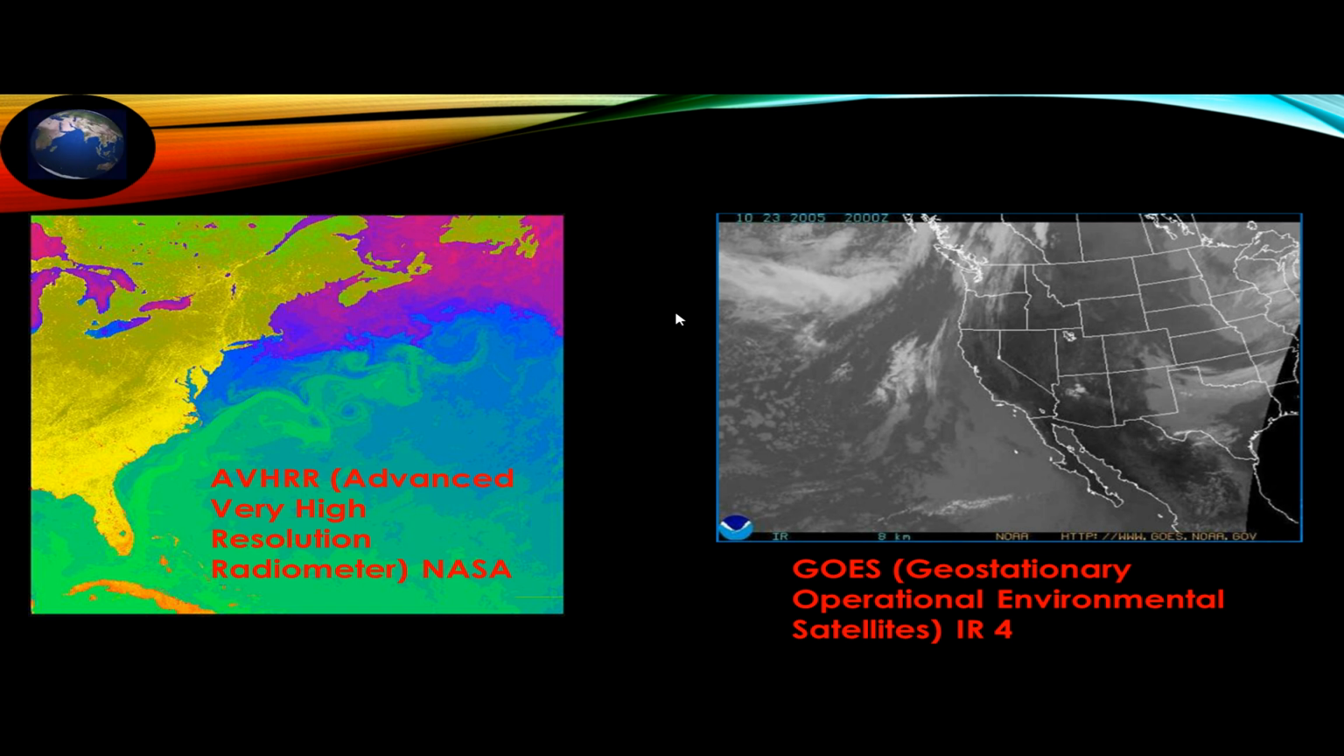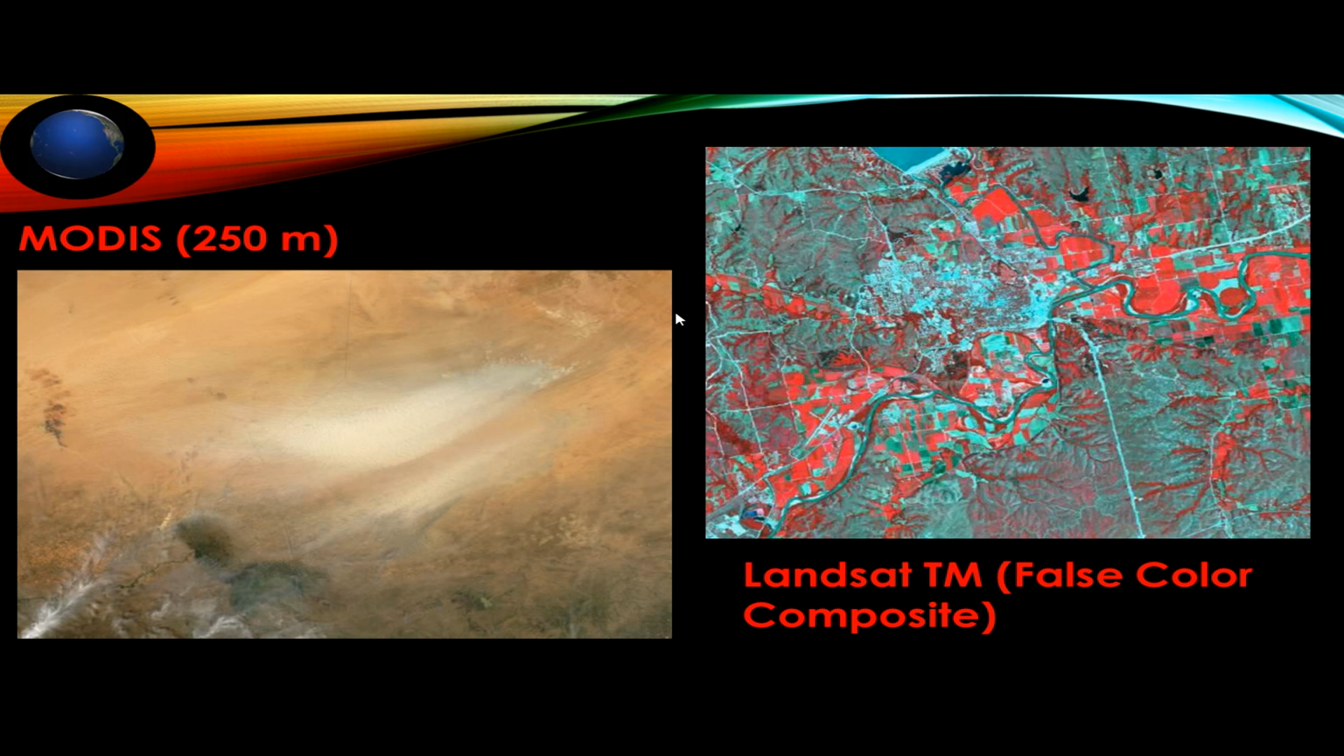And you can see this is the geostationary operational environmental satellite, and this is from Indian remote sensing IRS-1C. So how it is appearing. This is the MODIS 250-meter resolution image of the land surface. This is the Landsat false color composite.